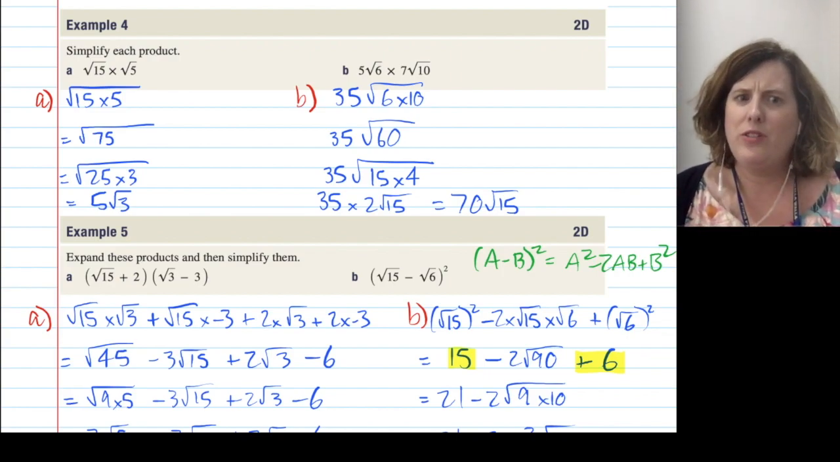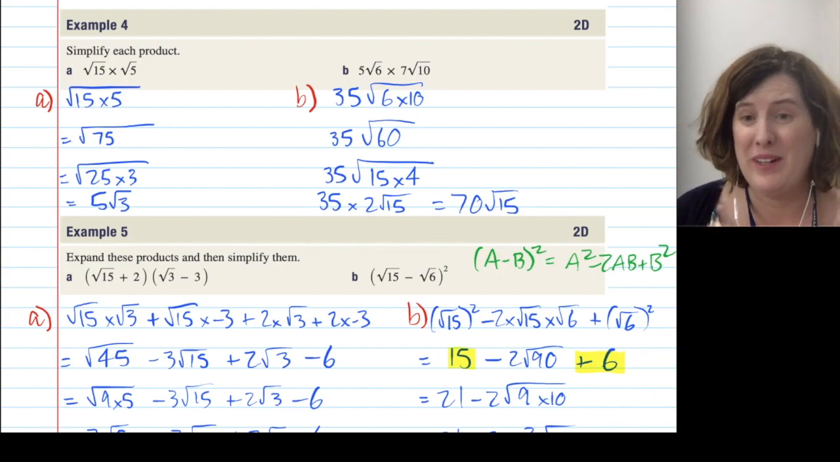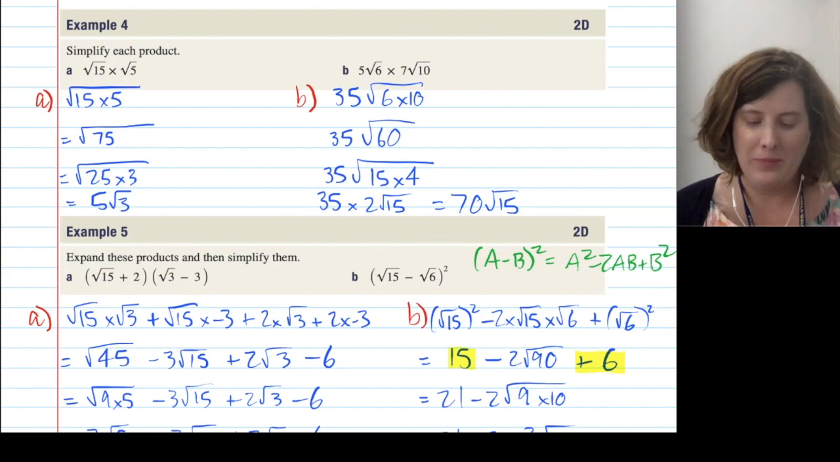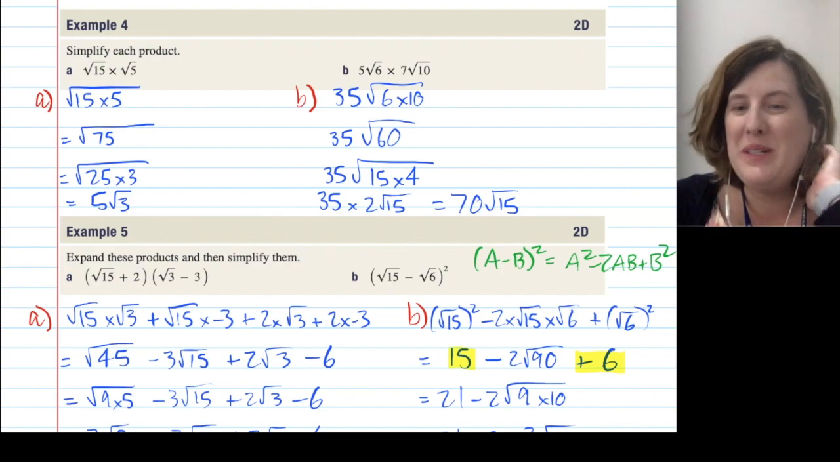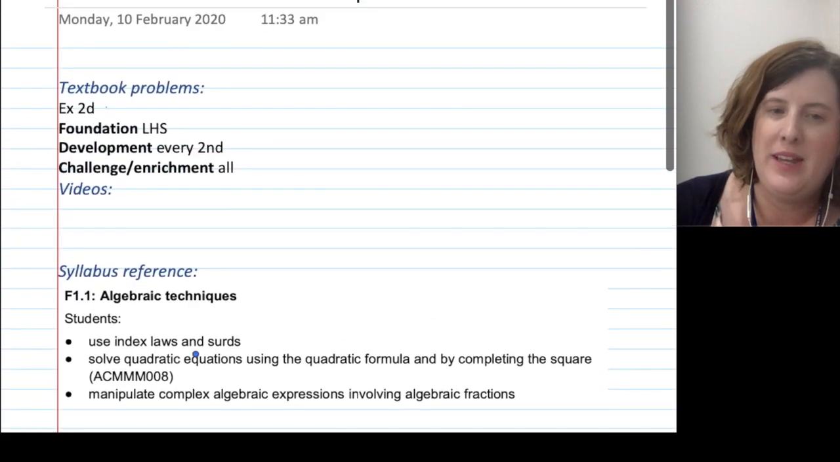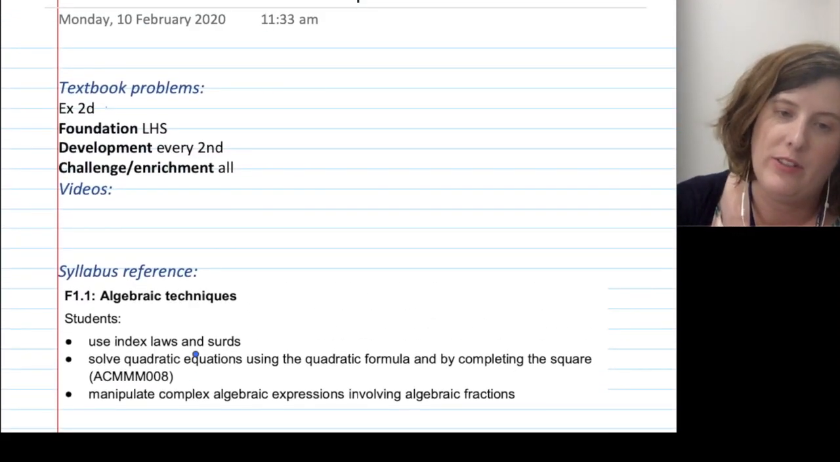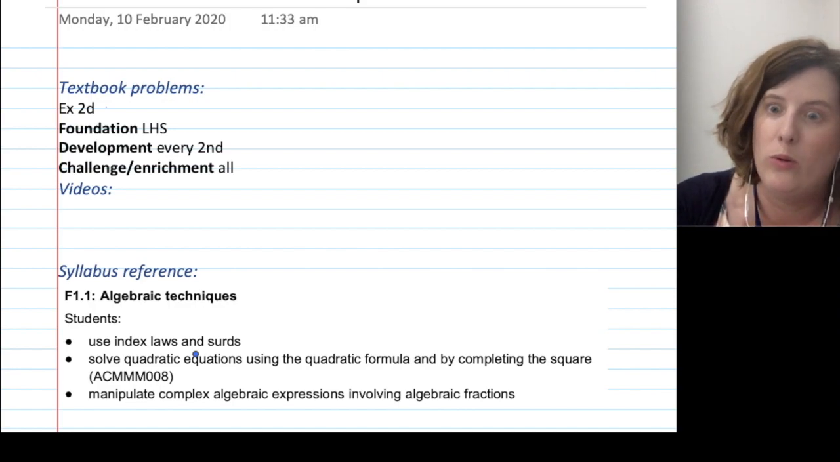Like chapter 1 was much harder than chapter 2, which this will be a nice week. It will. Much more encouraging. We did smash it through chapter 1. So try and smash it through these. Typical thing. Foundation questions, just work through the left-hand side. Development questions every second. Challenge enrichment, all you know the drill.